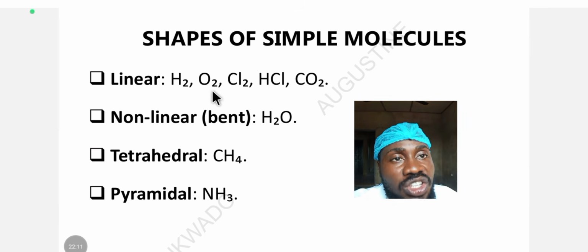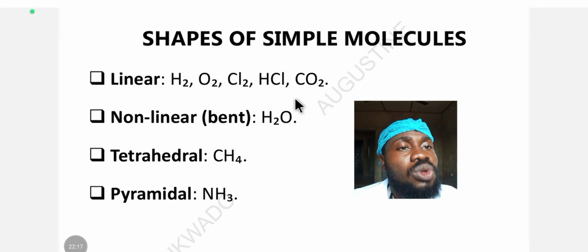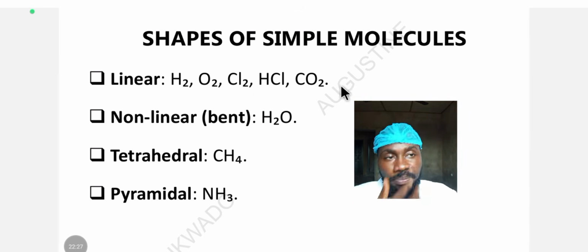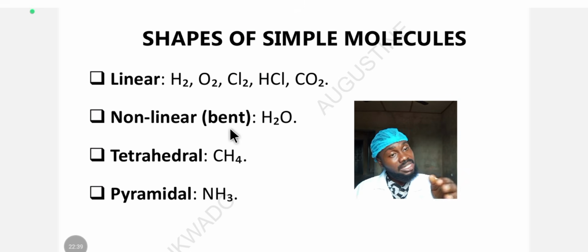Okay, so hydrogen, oxygen, chlorine, hydrogen chloride. That's hydrogen chloride molecule. Carbon dioxide molecule. All these are linear shape. The shape of their molecules are linear. Okay, so the next we have here is non-linear. That's bent shape. If something is not straight, non-linear, meaning it's bent.